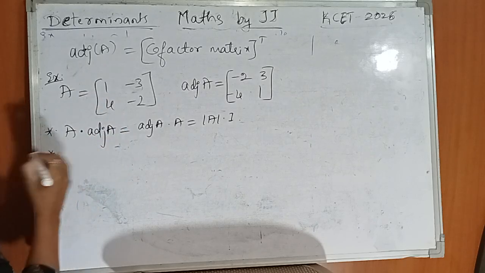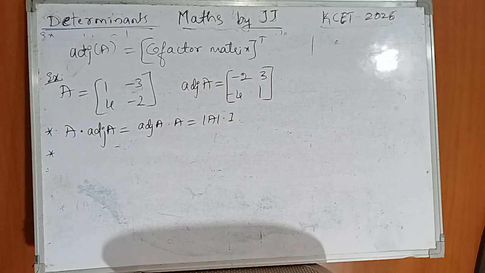So we have A into adjoint of A, and adjoint of A into A, is equal to determinant of A into I.